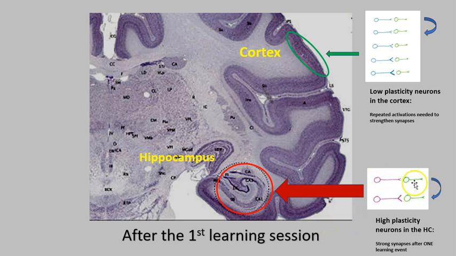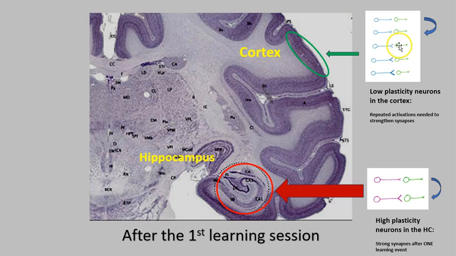So here we have 2 neurons before learning. Notice the weak synapse indicated by the sort of small axon terminal there. And then after the learning session, we get a lot of growth. So we have a strong synapse as the result of one learning episode because hippocampal neurons have high plasticity. They can grow a lot with one learning event.